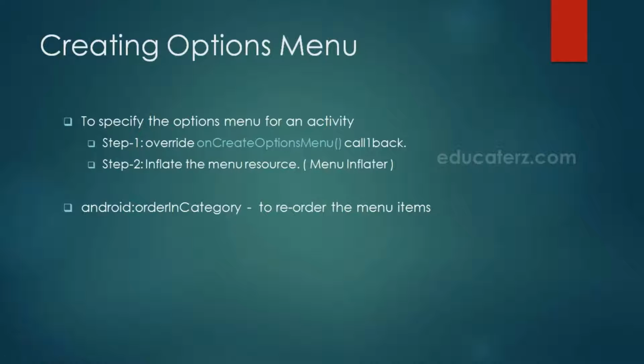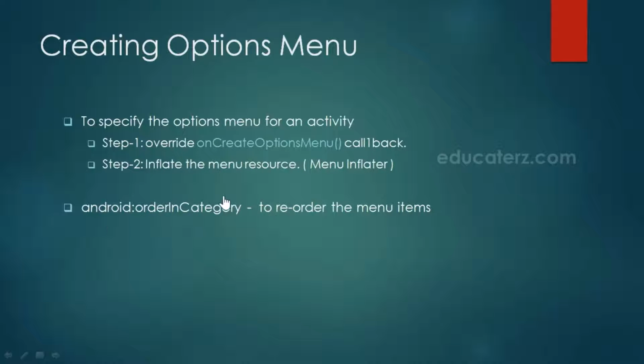So how do we create an options menu? We use the onCreateOptionsMenu callback method to create the options menu, and then inflate the menu resource which we created in the XML of your resource directory. Inside this you have to call all this.